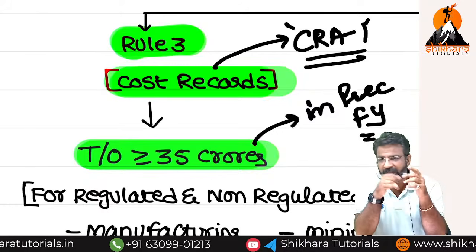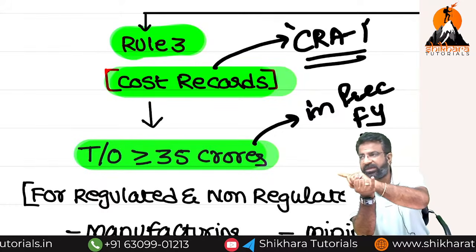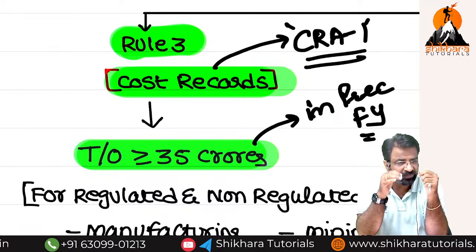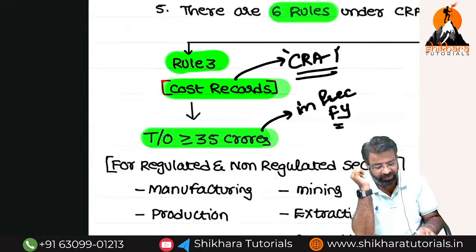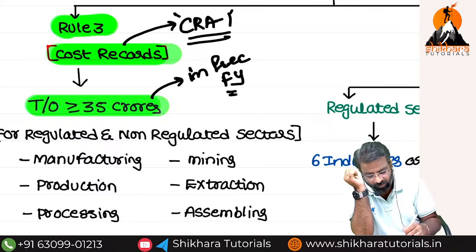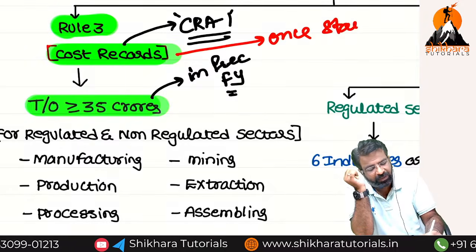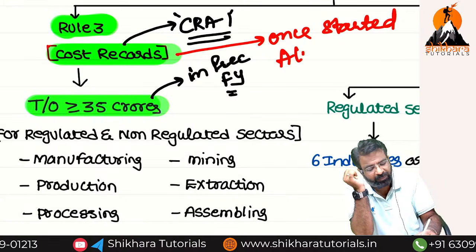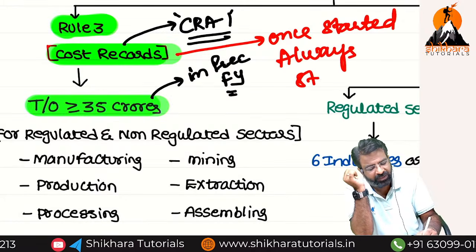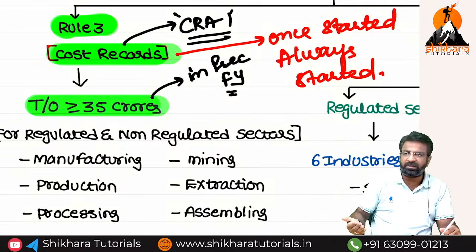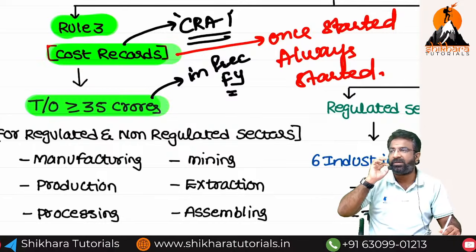As an entity, if in my preceding financial year my turnover is greater than or equal to what? 35 crores, then from this financial year I have to start maintaining the which records? And once started, always applicable. Repeat after me. Once started, it is always what? Applicable. It's not that once you started the cost records, the next year the turnover is not matching.